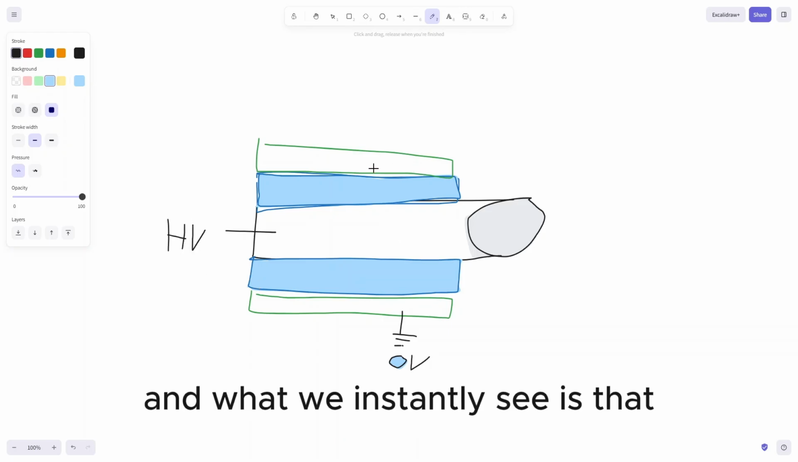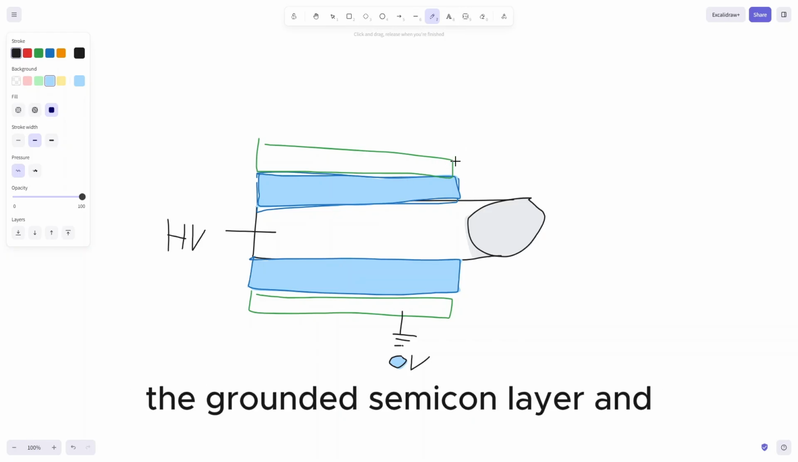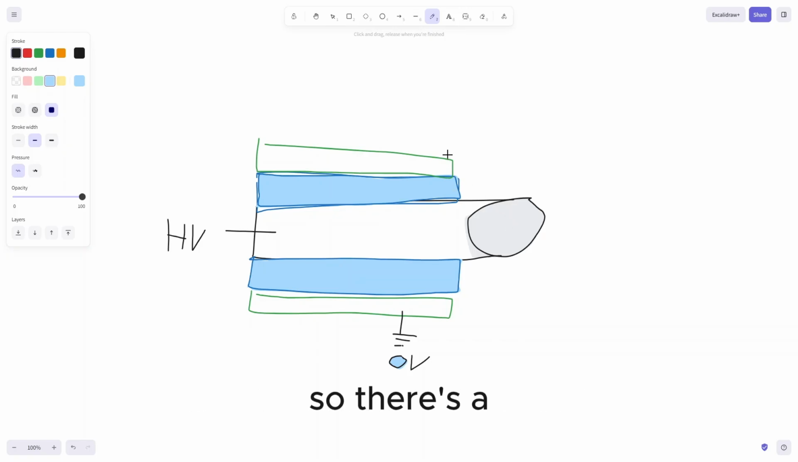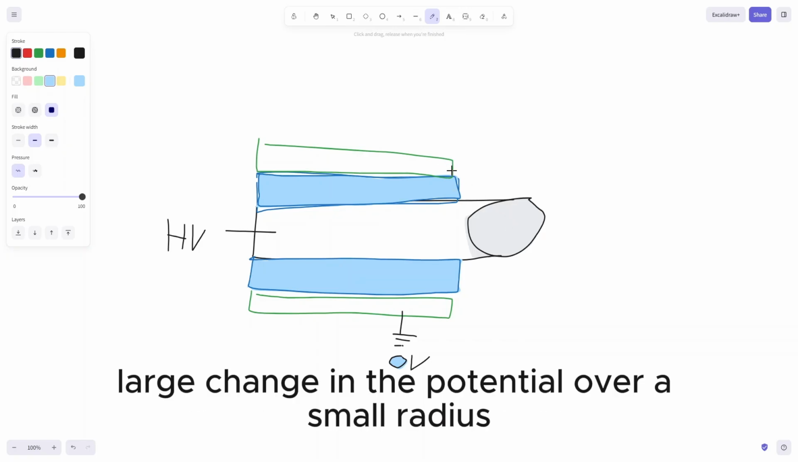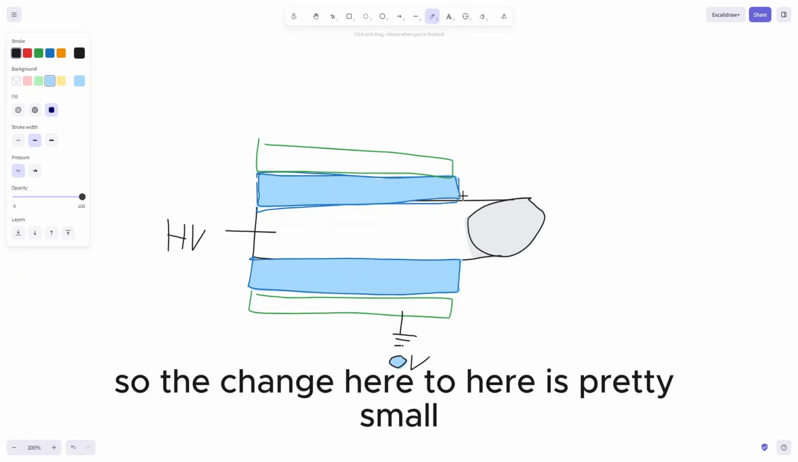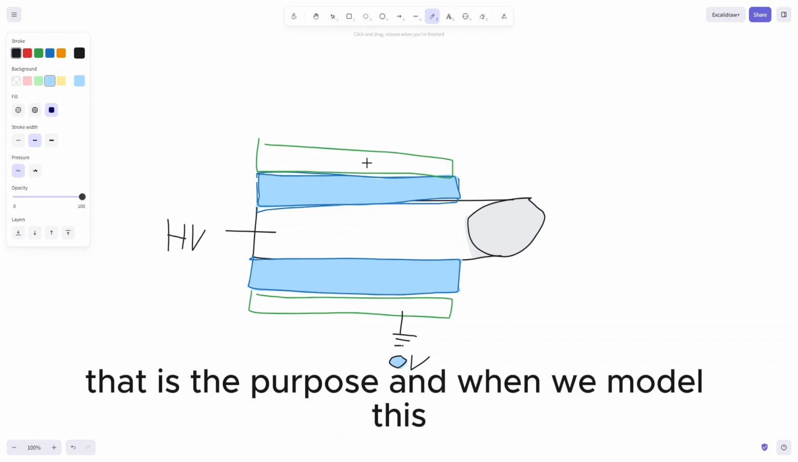And what we instantly see is that there is a large change here between the grounded semicon layer and the high voltage conductor. So there's a large change in the potential over a small radius. So the change here to here is pretty small, and we want to make sure that the potential can drop over a larger distance. That is the purpose.